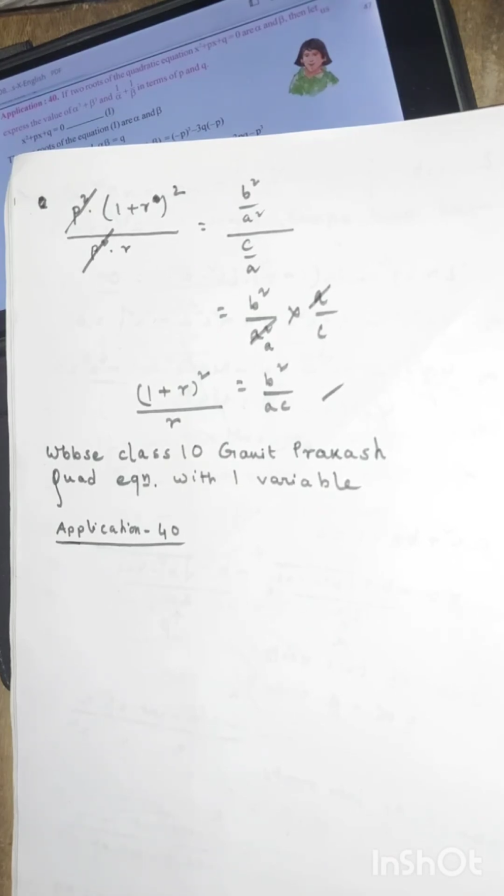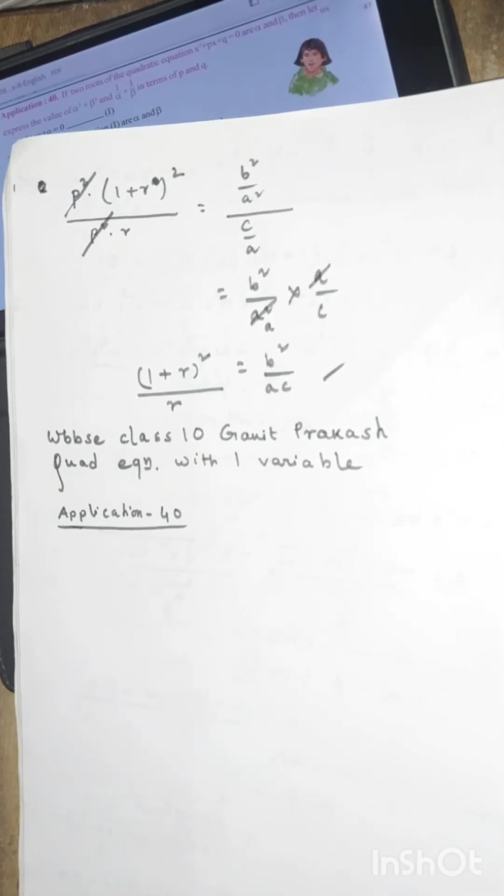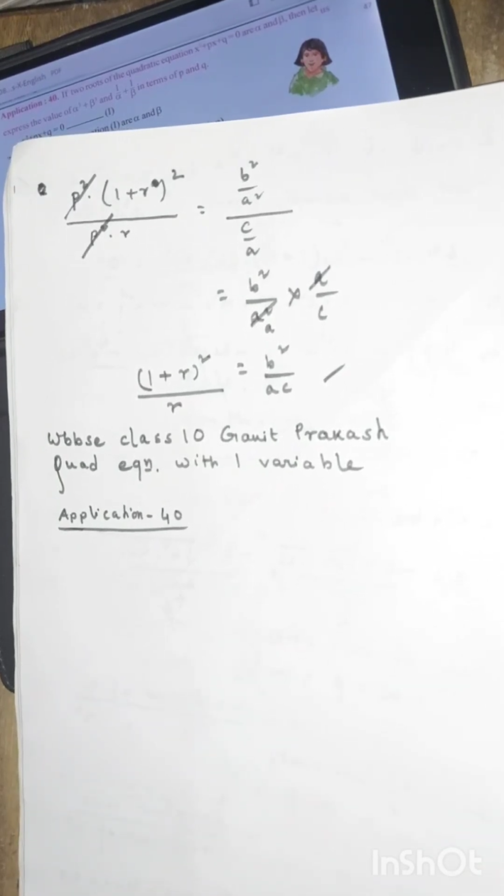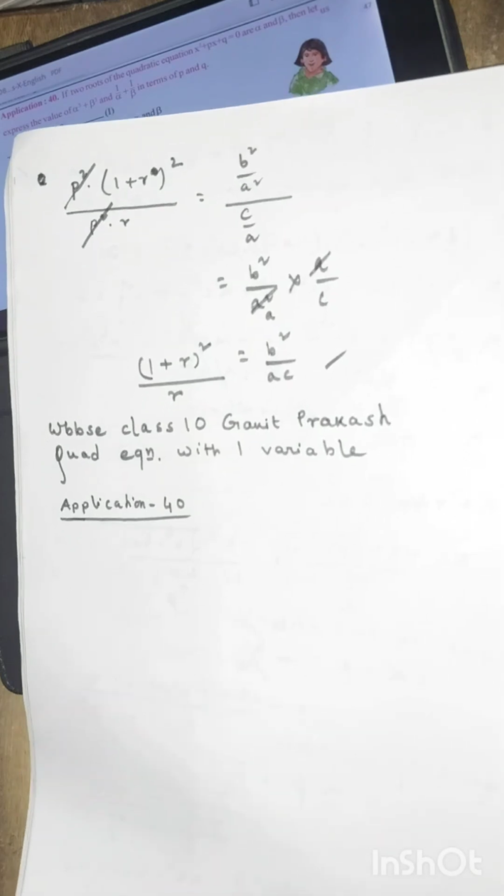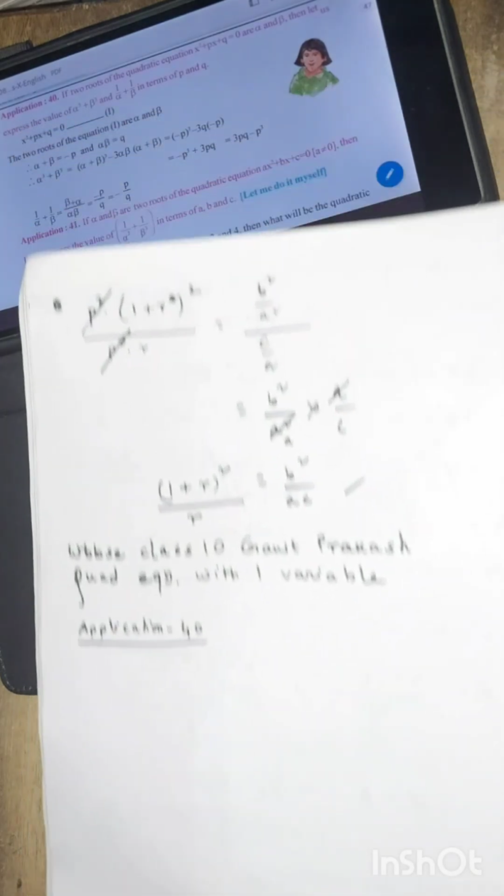Today we are going to use that, and we also did some questions related to sum and product of roots. Today we are going to apply that concept, that means the sum of two roots, that is minus b by a, and the product of two roots, that means c by a. We are going to use this to solve some questions. So let us do application 40.